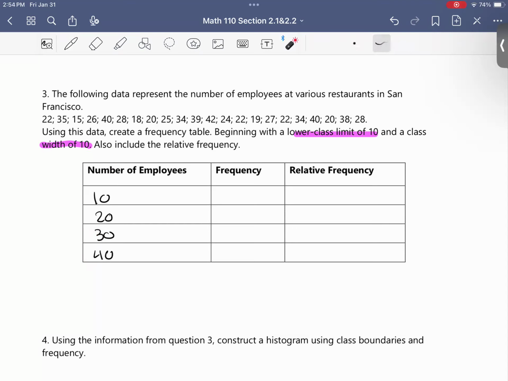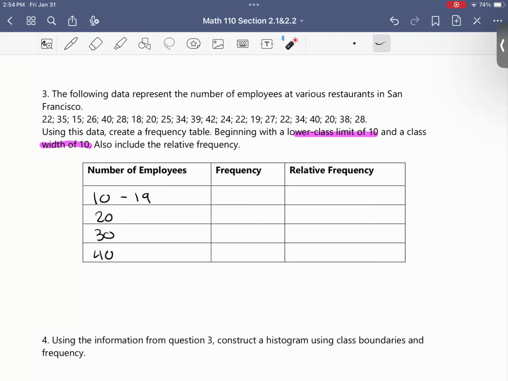Since it is a class, we need a range of numbers for it to be between. I need a number on the right side, which is our upper class limit. Our upper class limit here is going to be 19. We are dealing with whole numbers. We're going up to 20, so it's the next whole number below it, which is 19.